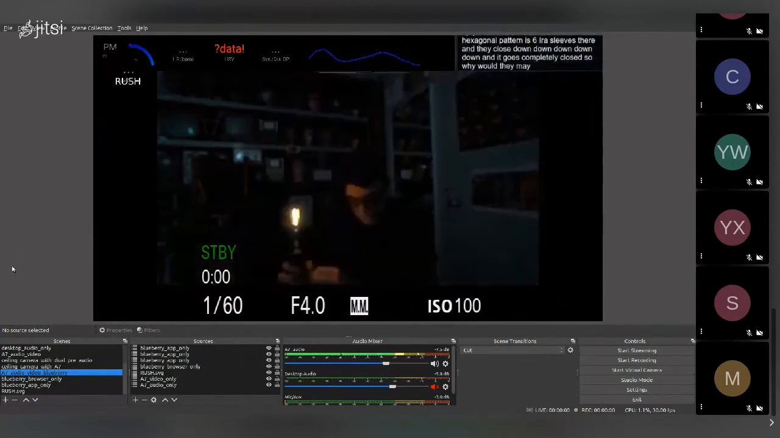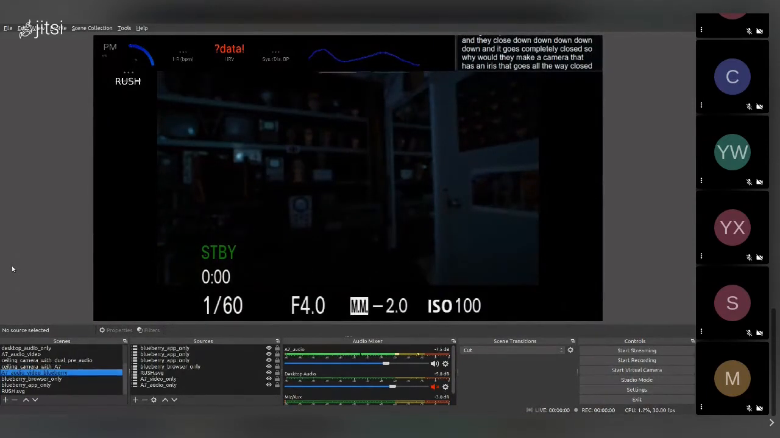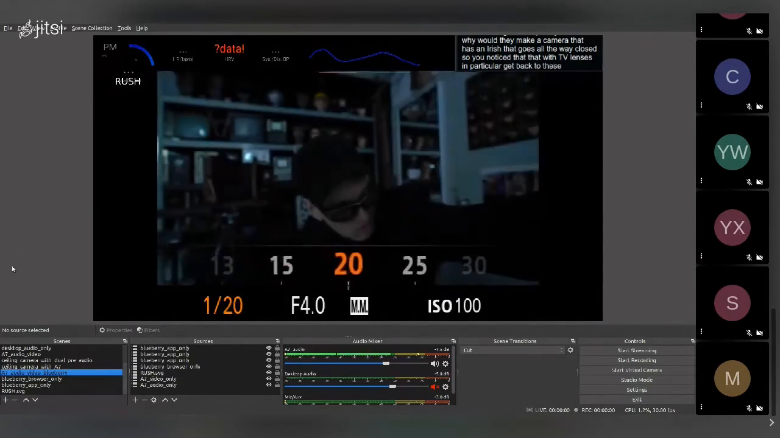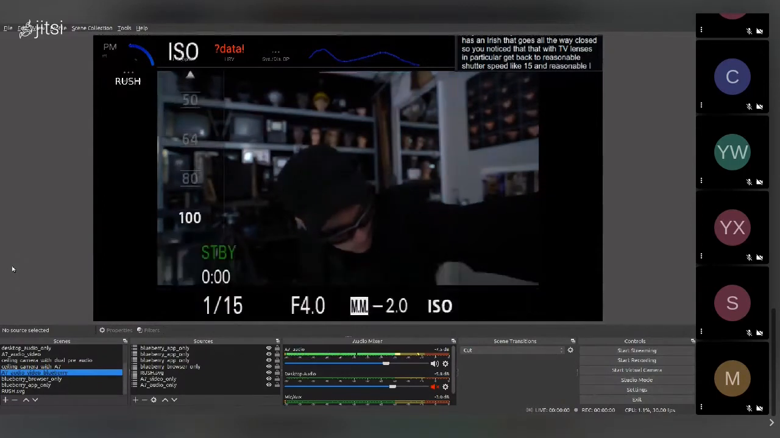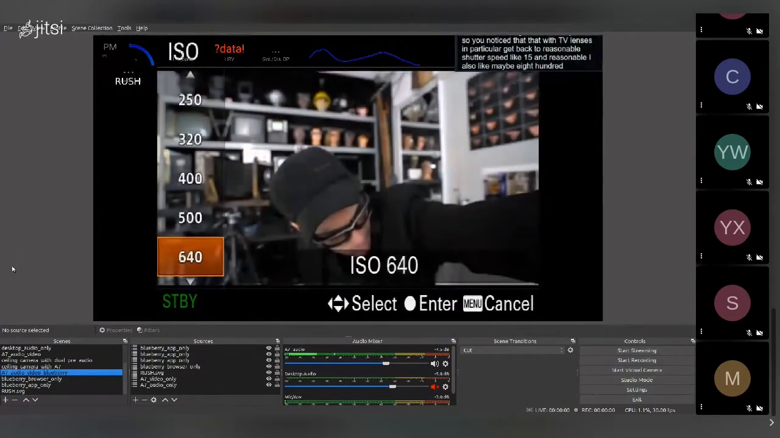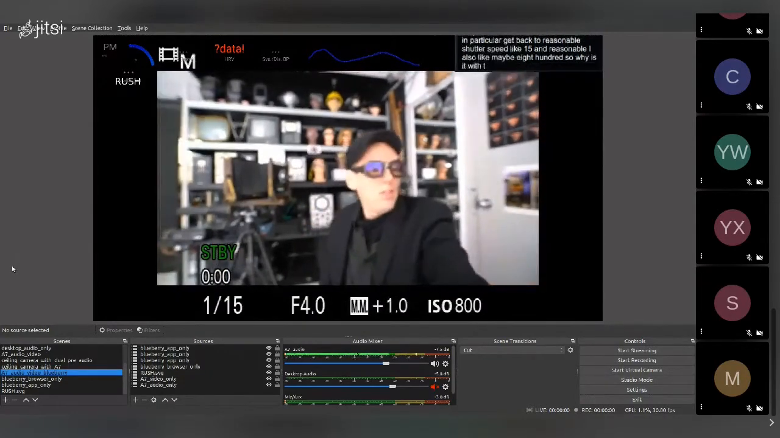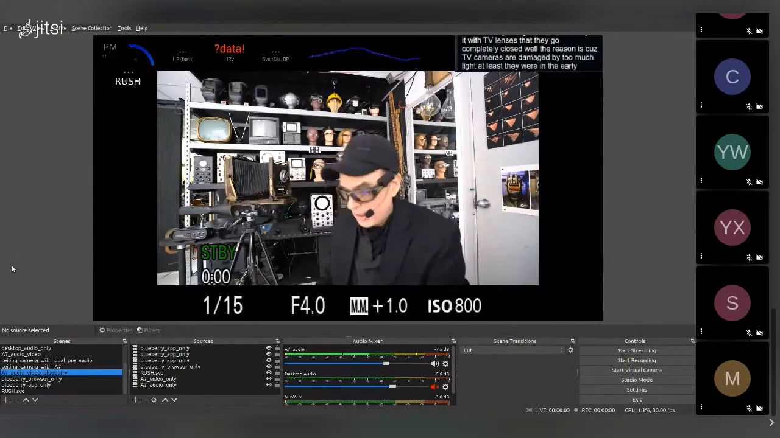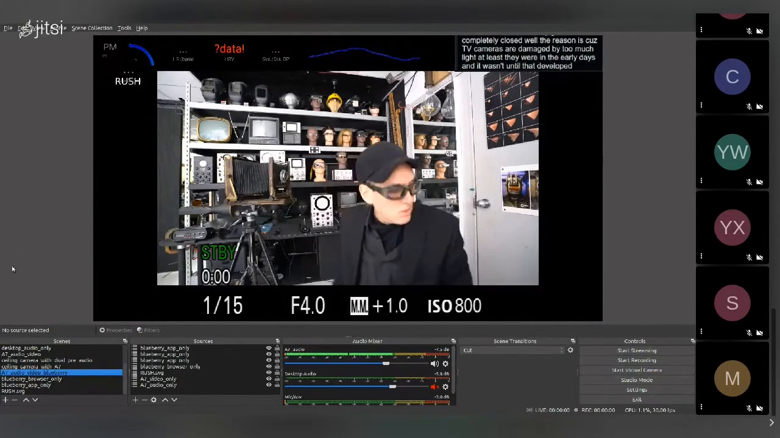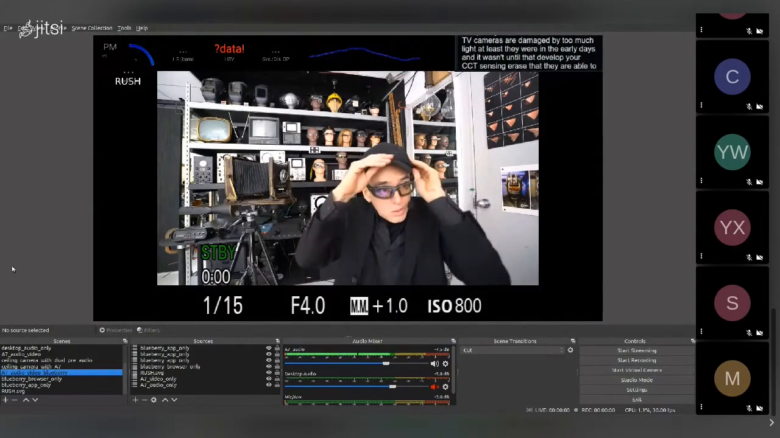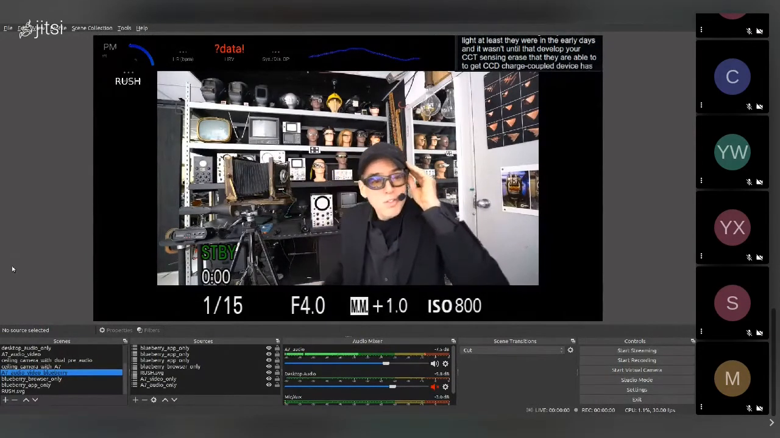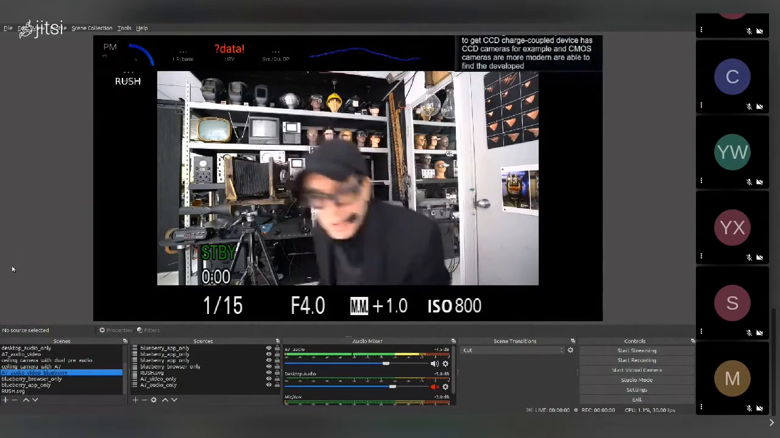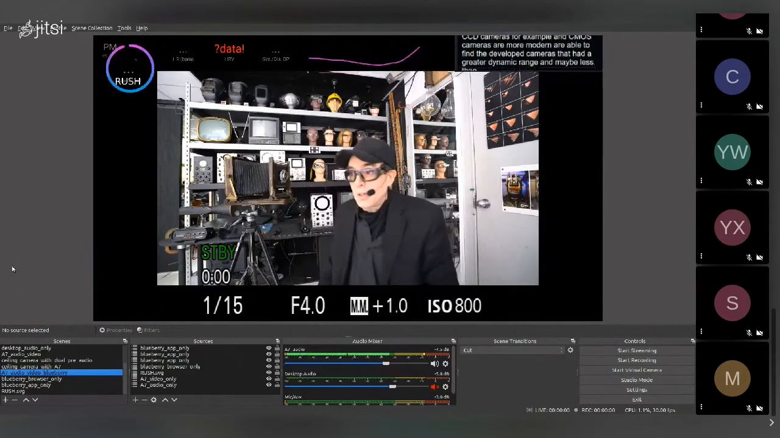So why would they make a camera that has an iris that goes all the way closed? So you notice that with TV lenses in particular, get back to reasonable shutter speed like 15 and a reasonable ISO like maybe 800. So why is it with TV lenses that they go completely closed? Well, the reason is because TV cameras are damaged by too much light, at least they were in the early days. And it wasn't until they developed CCD sensing arrays, charge coupled devices, CCD cameras, for example, and CMOS cameras, more modern, that they were able to finally develop cameras that had a greater dynamic range.